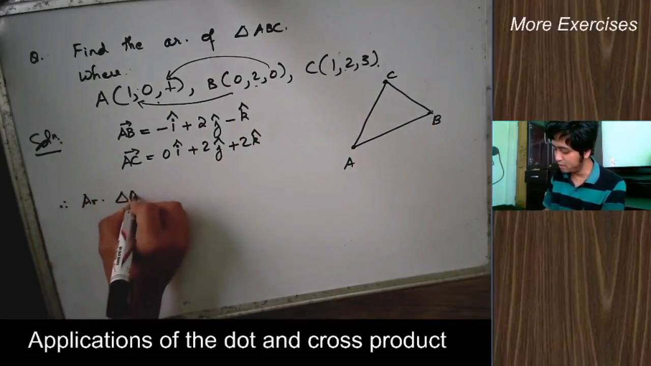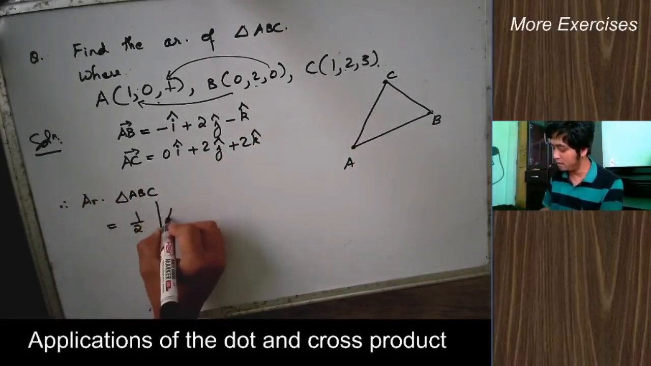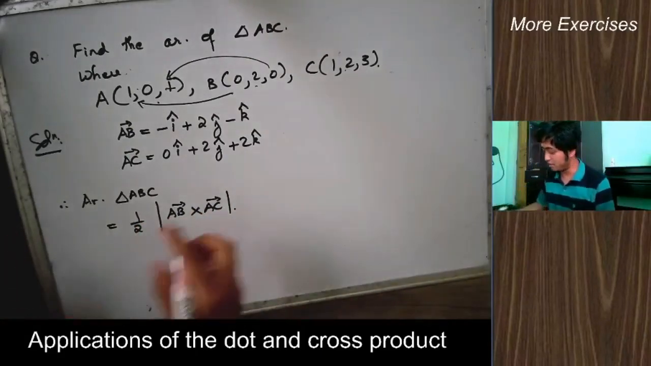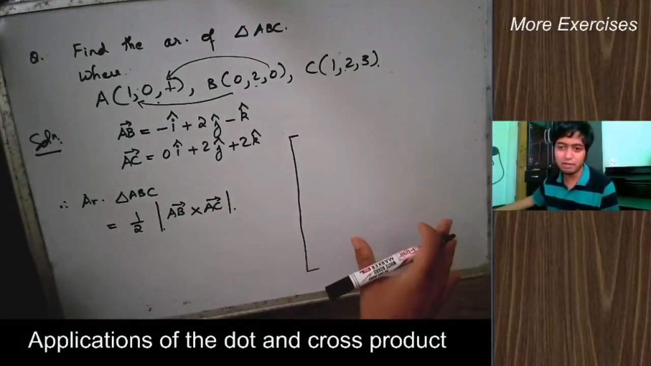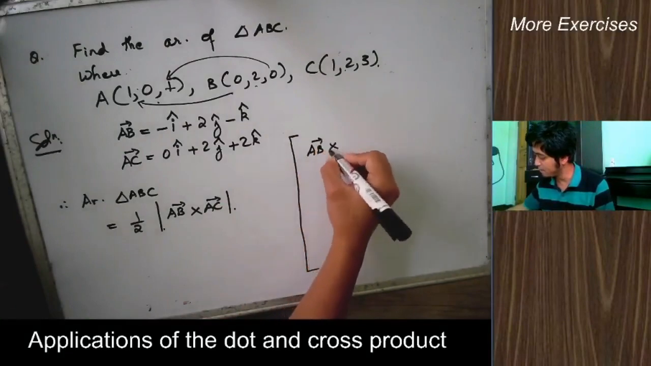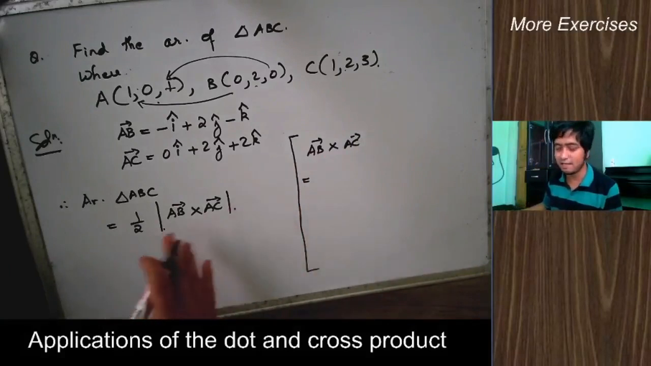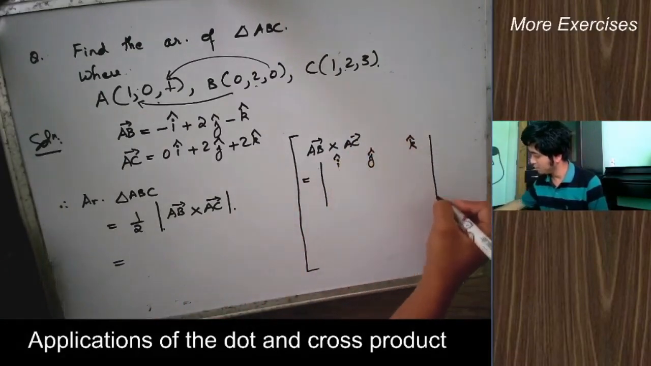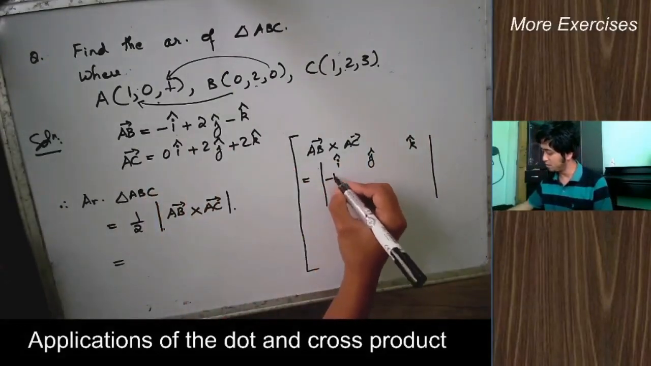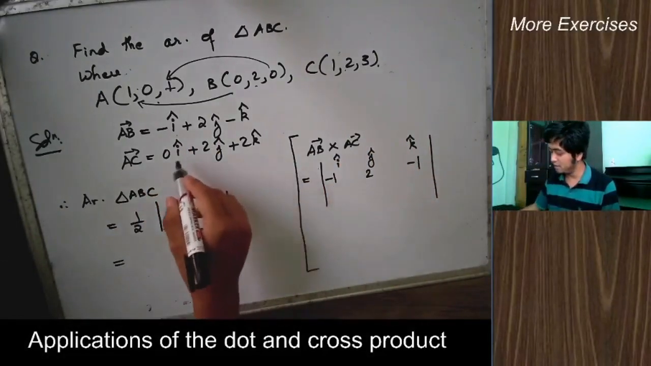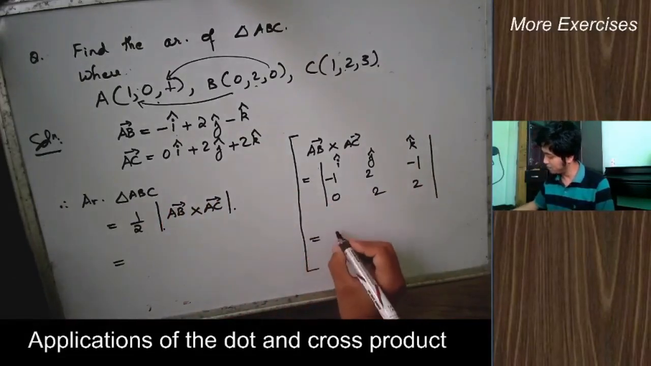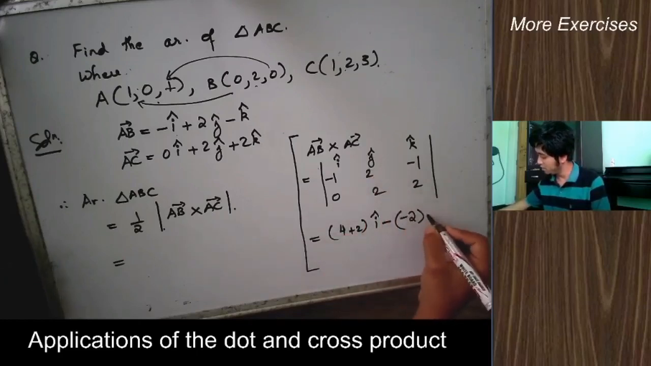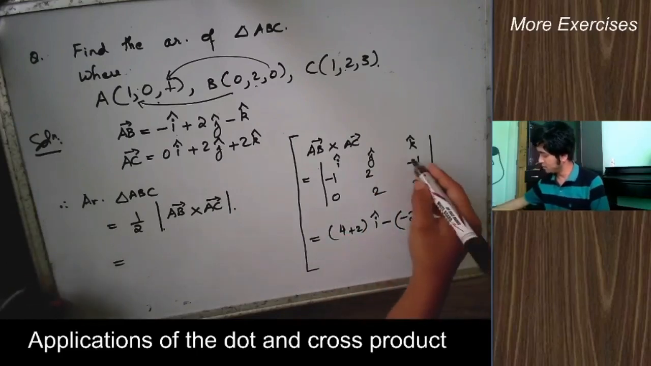Therefore, the area of triangle ABC is equal to half the magnitude of AB cross AC. So we will actually need to find AB cross AC. It's not part of the final answer, but I will need to show it in the working. I will just plug in what I have over here: i, j, k. AB is minus 1, 2, minus 1, and AC is 0, 2, 2. So we can calculate this one. 2 times 2 is 4, 4 plus 2 gives 6 i. Minus j, which is minus 2, gives minus 2j, plus k.